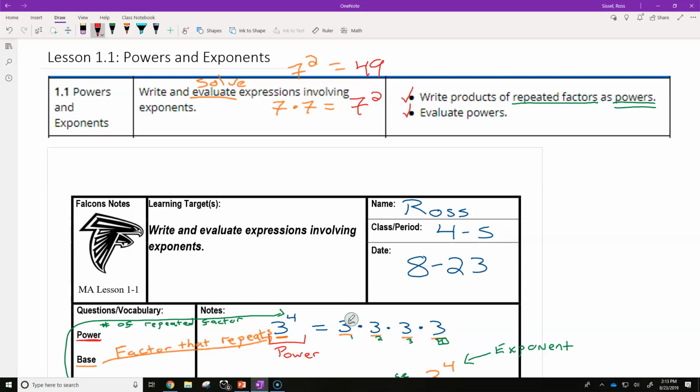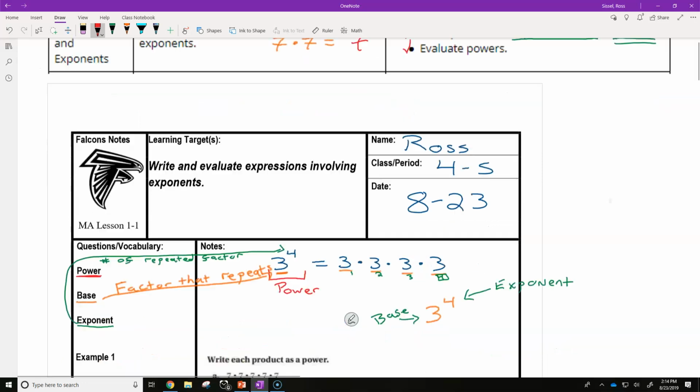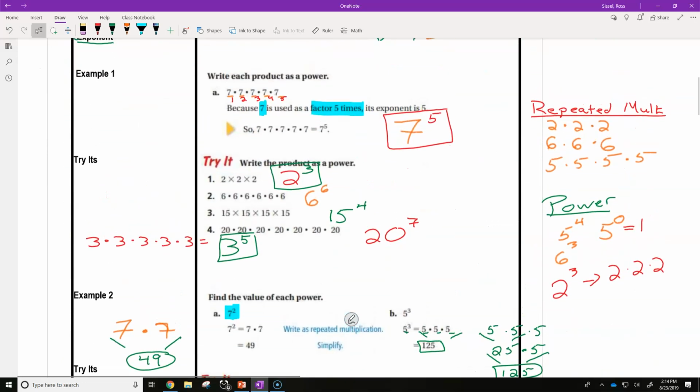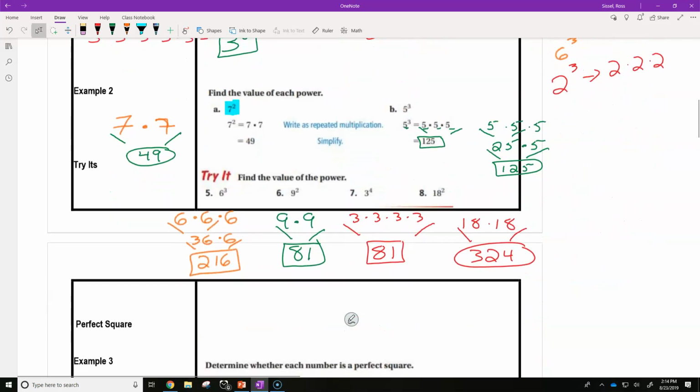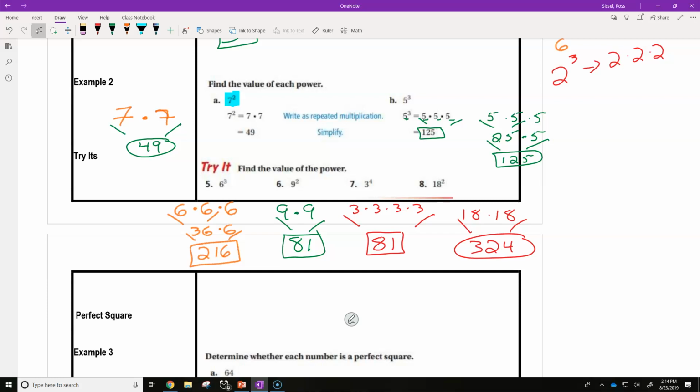Now, to be honest, we've pretty much cleared everything for today. Our goal was to write and evaluate expressions involving exponents. We said I can write products of repeated powers. That was example 1. And you guys said I can do that. I identified the base with the exponent. And you went to the other one, evaluating a power. I take the power, I rewrite it as repeated multiplication, and I solve it. You're real close to having to get a mark, buddy.